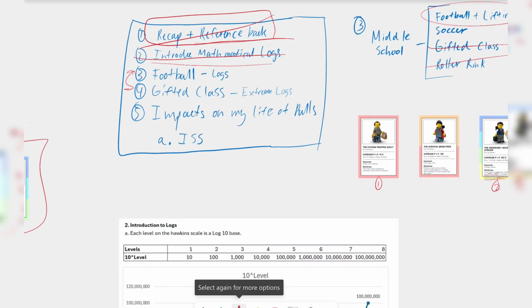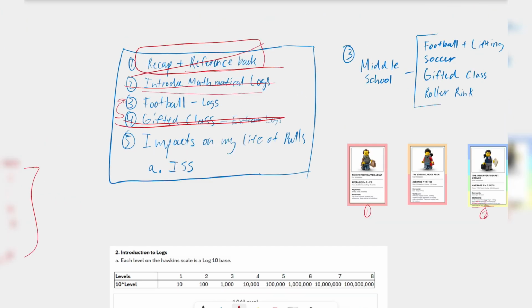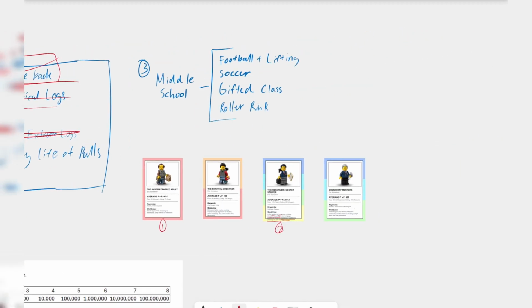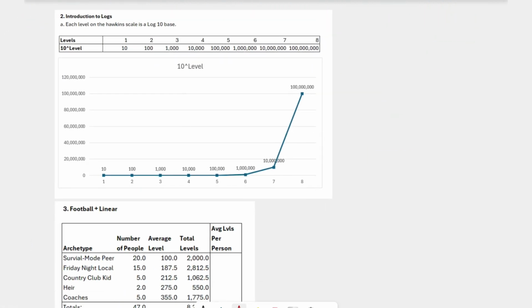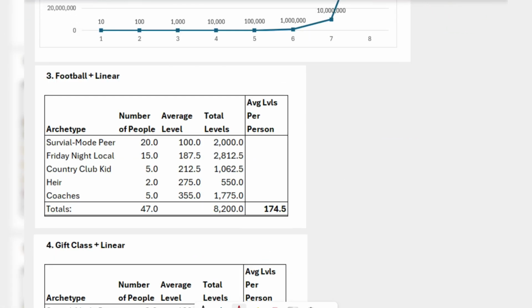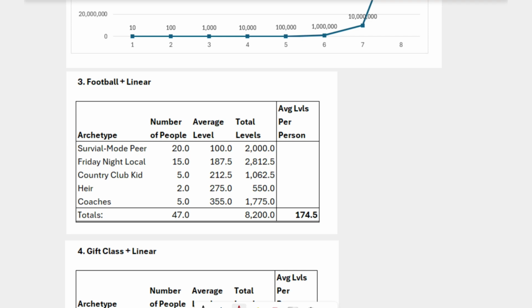But before we get there, we're going to go into the football class and then loop back to number 5. So football and lifting. In this sport after school, there were a lot more survival mode peers. There were 20 of them. There were more Friday Night Local kids, 15 of them. We'll call it average 5 country club kids, 2 airs, but 5 coaches.